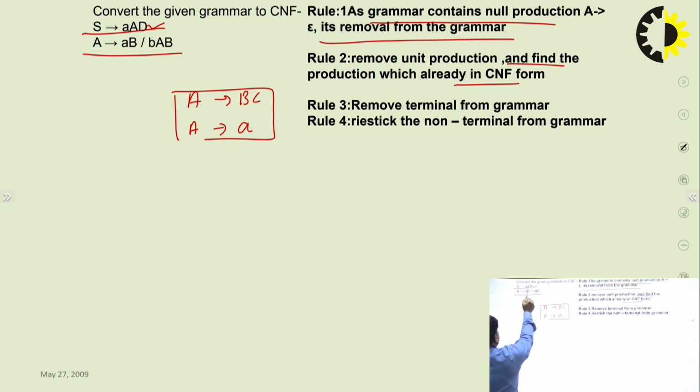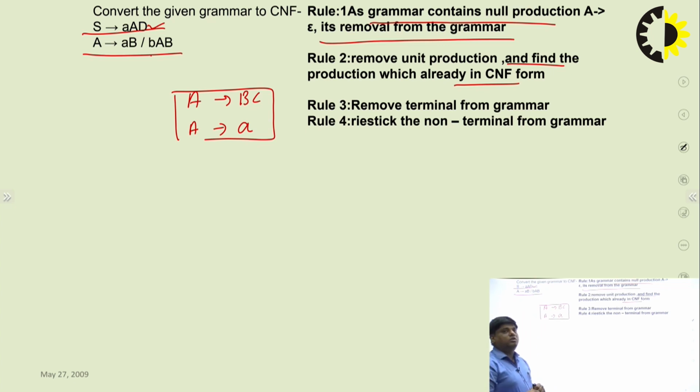We check another production, A tends to BA. Check whether this production is written in this format, A tends to BC or A tends to a. No. It means this production rule is not in Chomsky normal form. We check another production, A tends to small a, capital A and capital B. Is this production rule written in this format? No. This production rule is not written in Chomsky normal form. It means rule 2 is over. No production rule is written in Chomsky normal form.